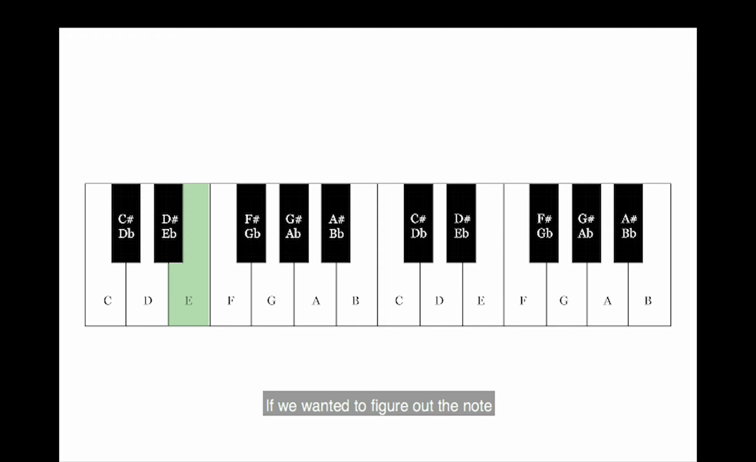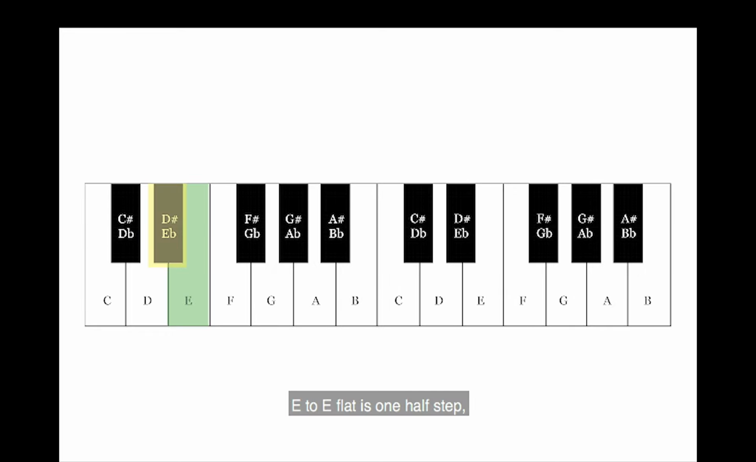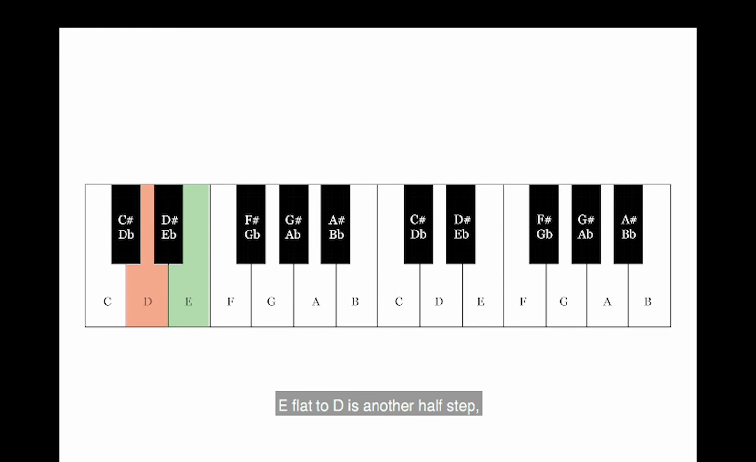If we wanted to figure out the note that is a whole step lower than E, E to E flat is 1 half step, E flat to D is another half step. So D is a whole step lower than E.